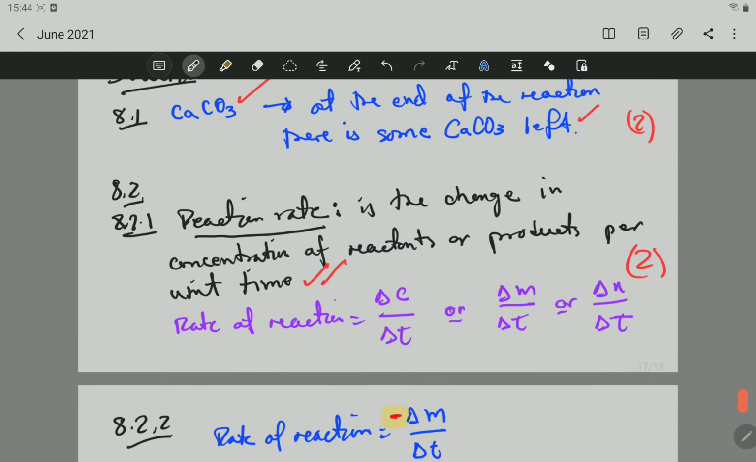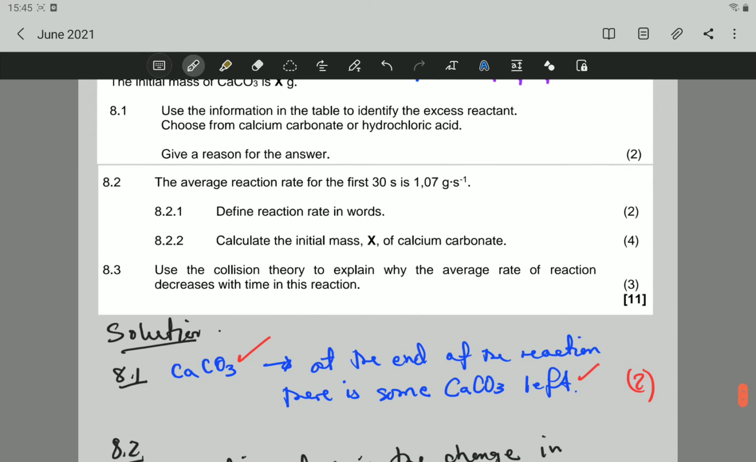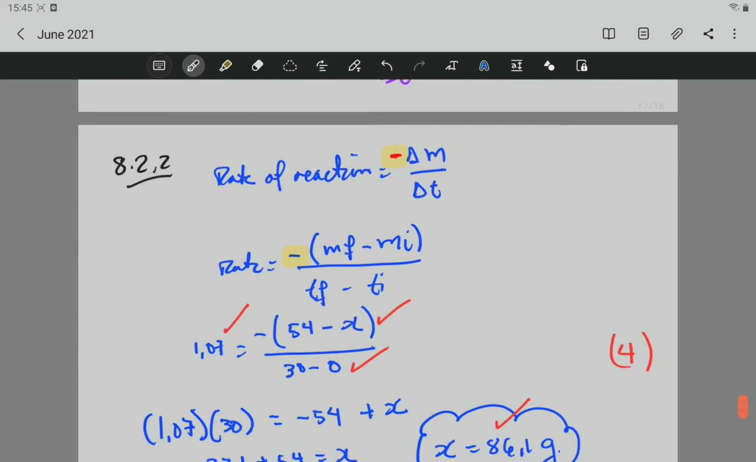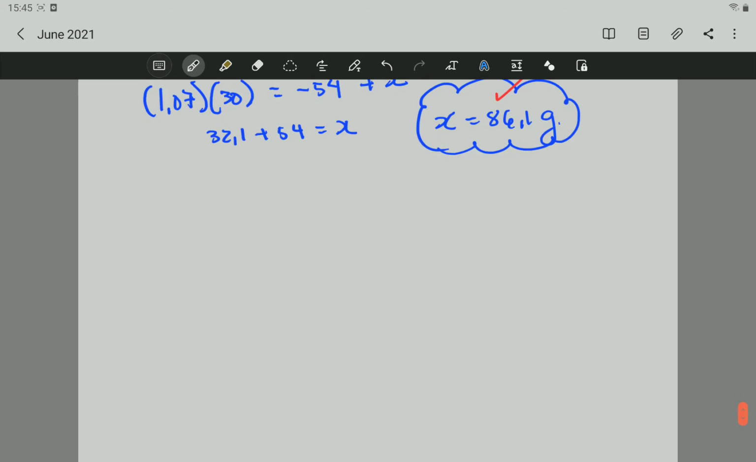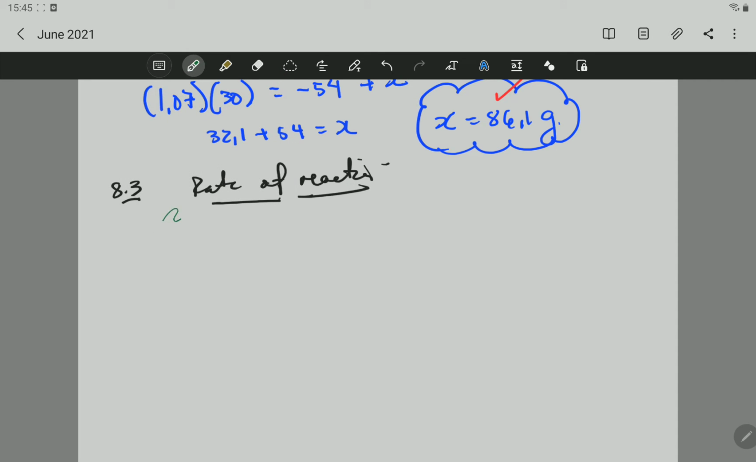Okay. Now, question 8.3. Question 8.3 said, use the collision theory to explain why the average rate of reaction decreases with time in this reaction. Before we go on, let's recall quickly, and this is obviously not part of the question, what are the factors that affect the rate of the reaction.